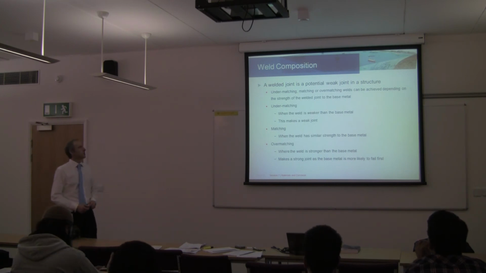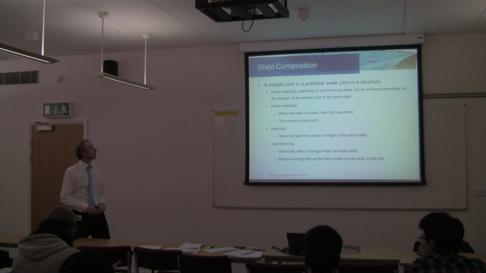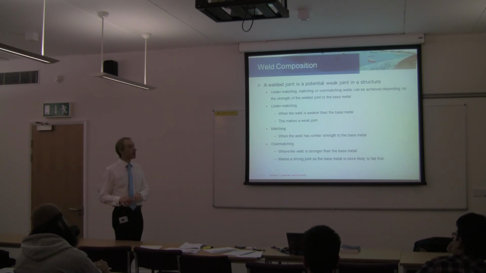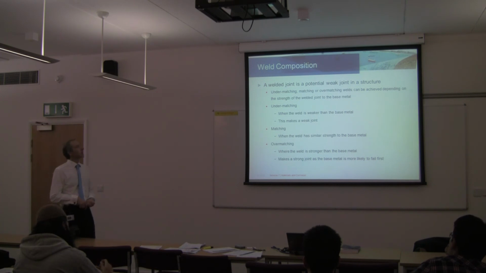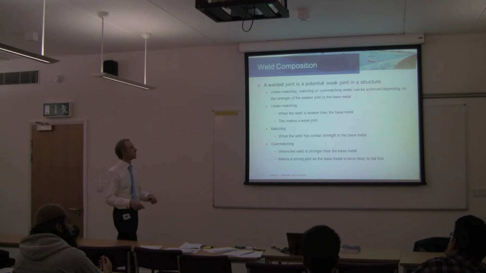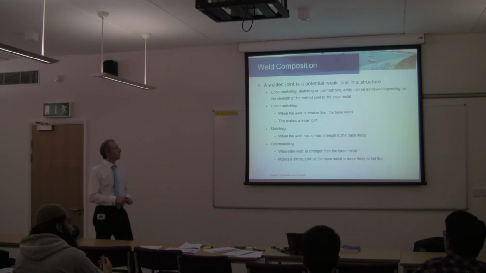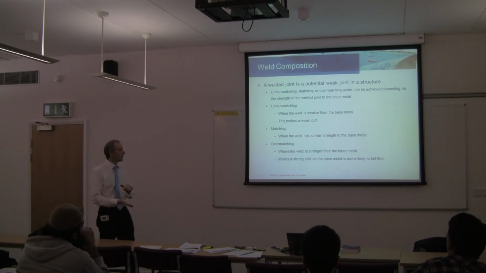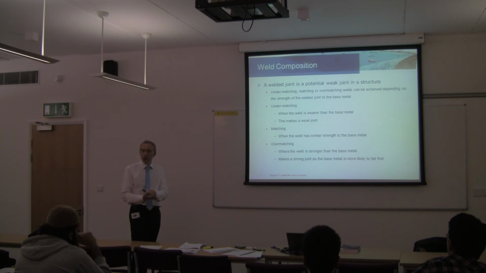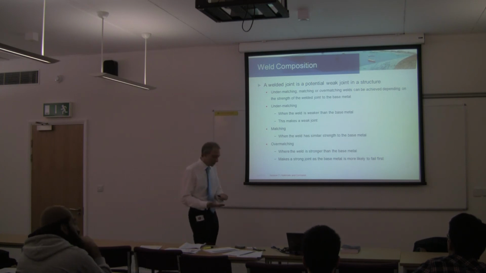Same with joins, potential weak spots. Undermatching, as I just mentioned a little while ago, will be achieved depending on the strength, and consequently that makes a weak joint. Matching is when the weld has similar strength to the base metal, and that obviously will make sure that the weld is strong.